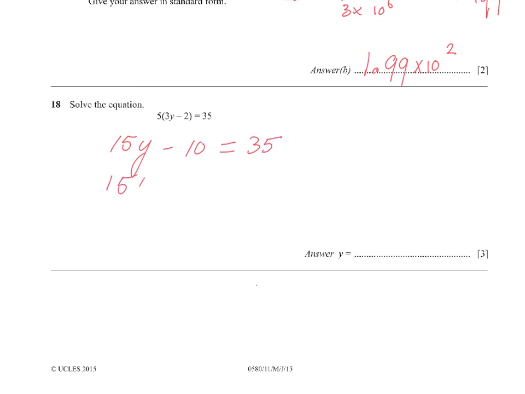Then we rearrange. So I will do plus 10 on both sides, so 35 plus 10 is 45. And then let me just show that to you. So plus, in blue please, plus 10 on this side, because we want to get rid of that minus 10. And then I want to get rid of the 15, so I divide both sides by 15, and 45 divided by 15. You can use a calculator for that if you don't know that, but that is 3.